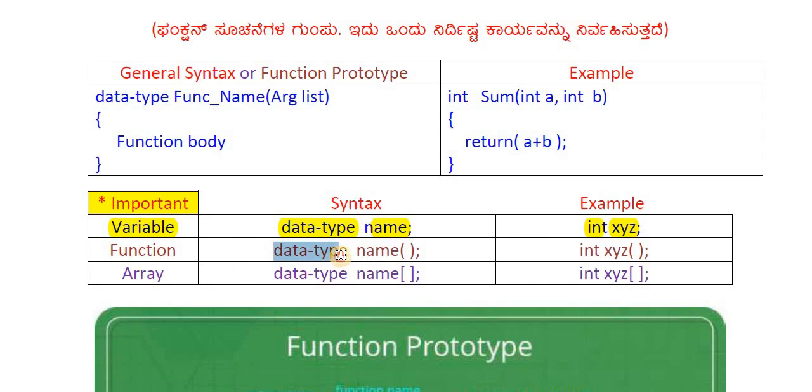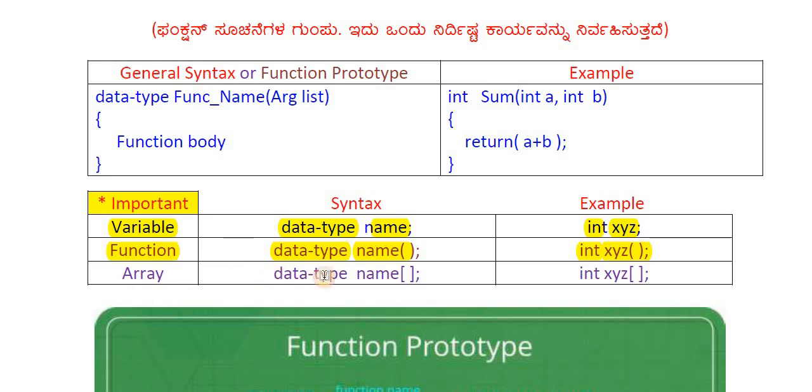If we have the same data type and name, but in the second line there is a pair of parentheses, opening and closing, attached to the name, then it becomes a function. So if we attach opening and closing parentheses with some name or identifier, that will become a function. For example, integer is the data type, xyz is the name. If we attach parentheses to xyz, it will become a function.